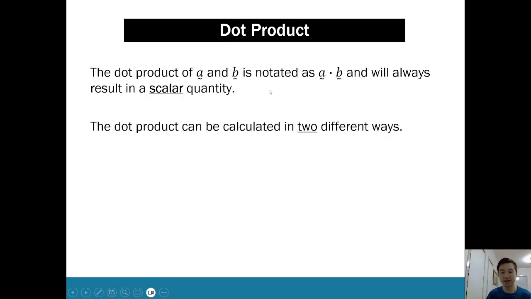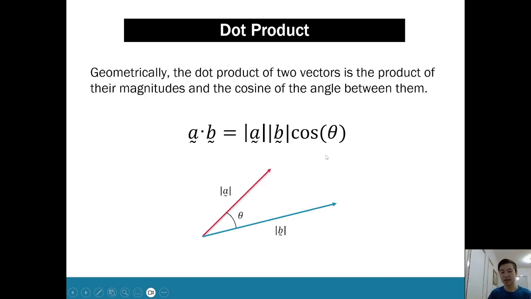So the notation for the dot product is this little dot, hence why it's called the dot product, and it will always result in a scalar quantity. The dot product can be calculated in two different ways. Geometrically, the dot product of two vectors is the product of their magnitudes and the cosine of the angle between them. So if we take the dot product of A and B, we take the magnitude of A, multiply it with the magnitude of B, and then multiply that with the cosine of the angle between those two vectors, and that will give you the dot product.